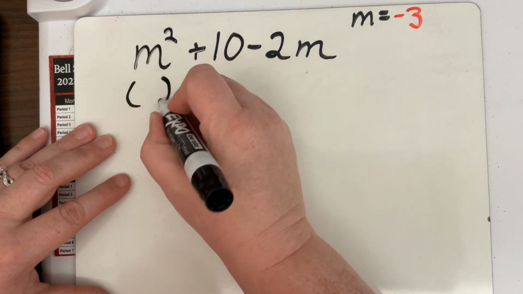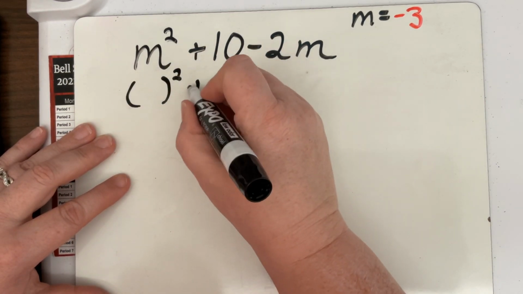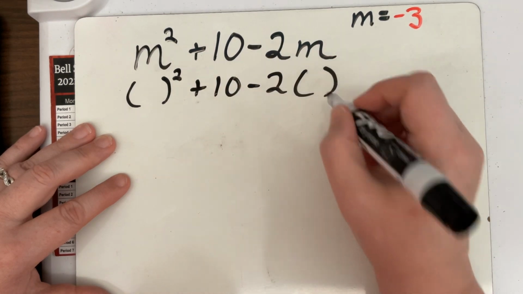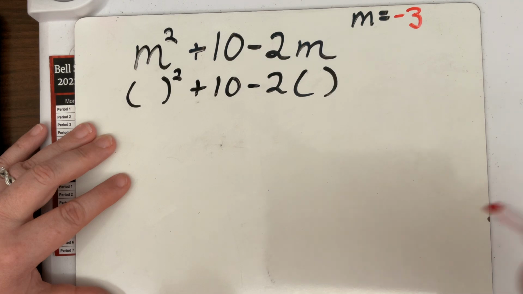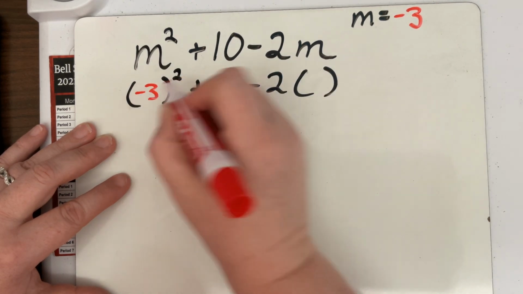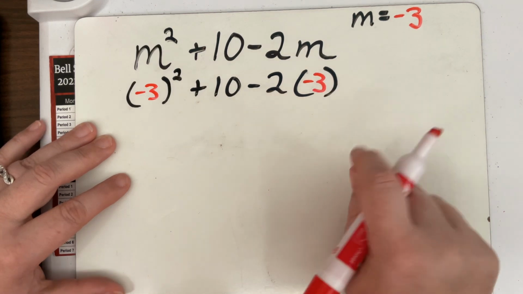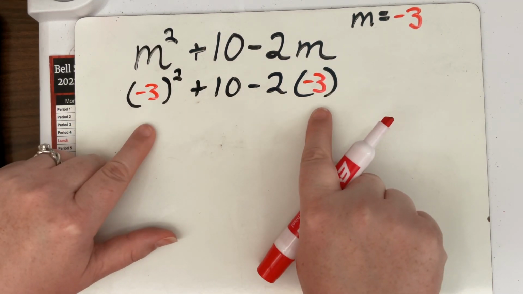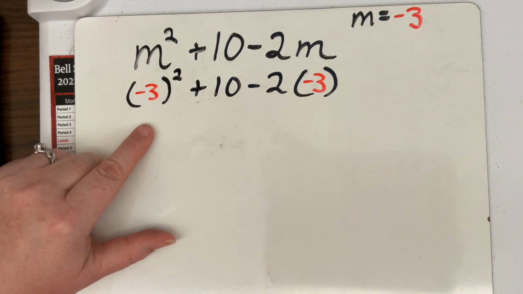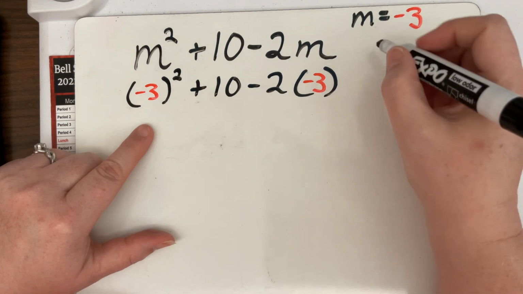I'm lazy, so the way that I'm going to do it is I'm just going to put parentheses everywhere that I see a letter. There. Now I'm going to fill in those parentheses with a -3. -3, -3. Ta-da! Okay. Now, what do I do first? Oh my gosh, you guys, I always forget what order to do this in. Let me write this down really quick.